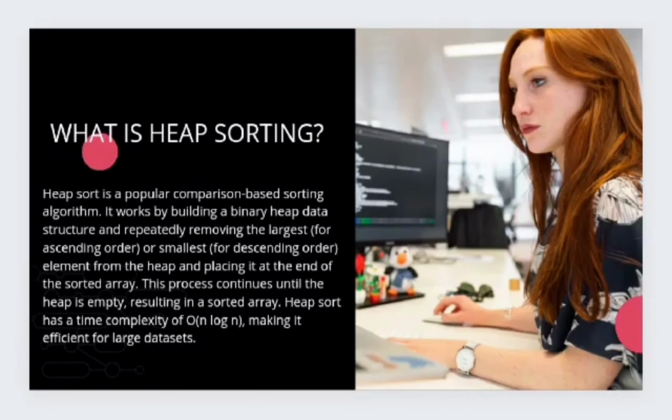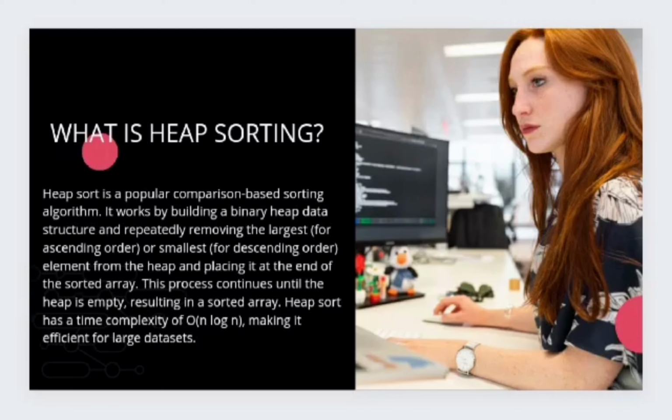What is heap sorting? Heap sort is a popular comparison-based sorting algorithm. It works by building a binary heap data structure and repeatedly removing the largest element for ascending order, or the smallest for descending order, from the heap and placing it at the end of the sorted array. This process continues until the heap is empty, resulting in the sorted array.